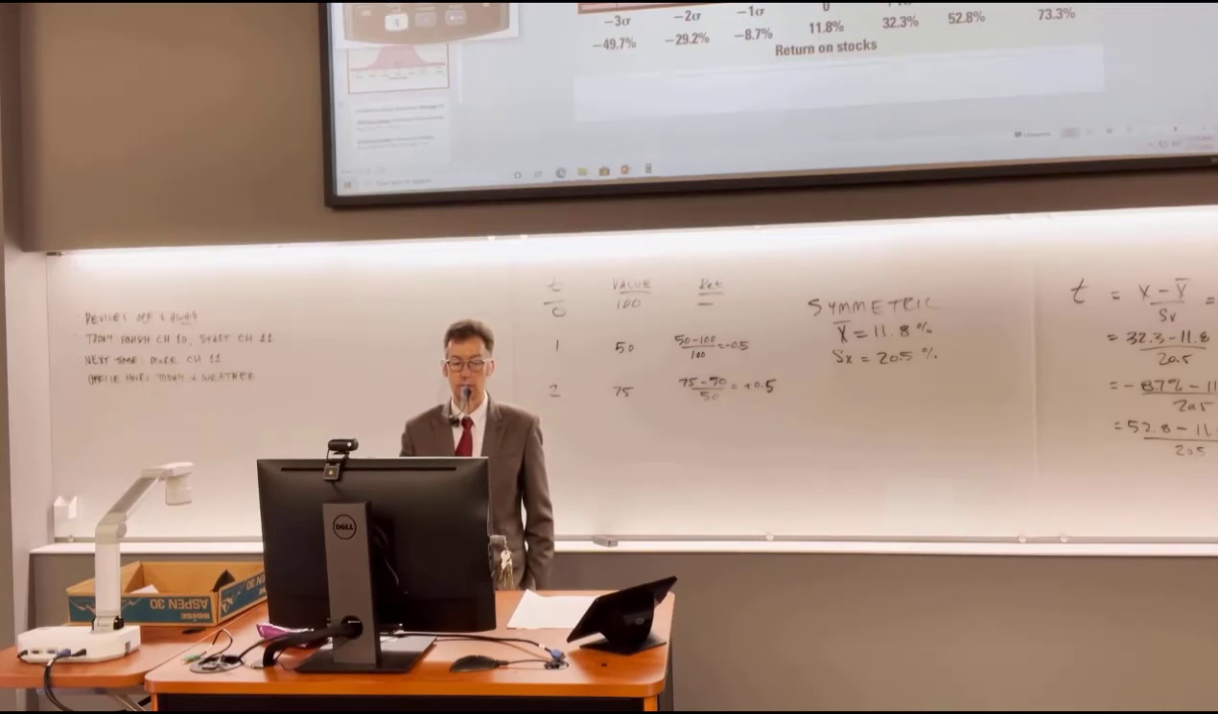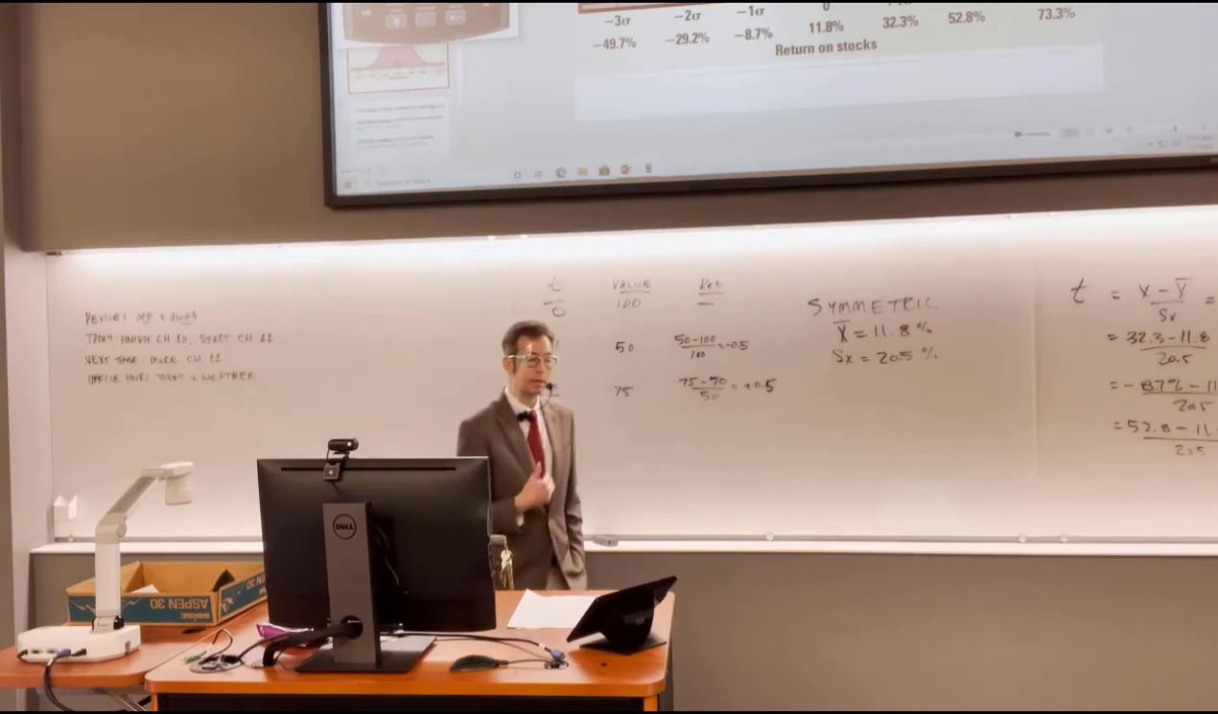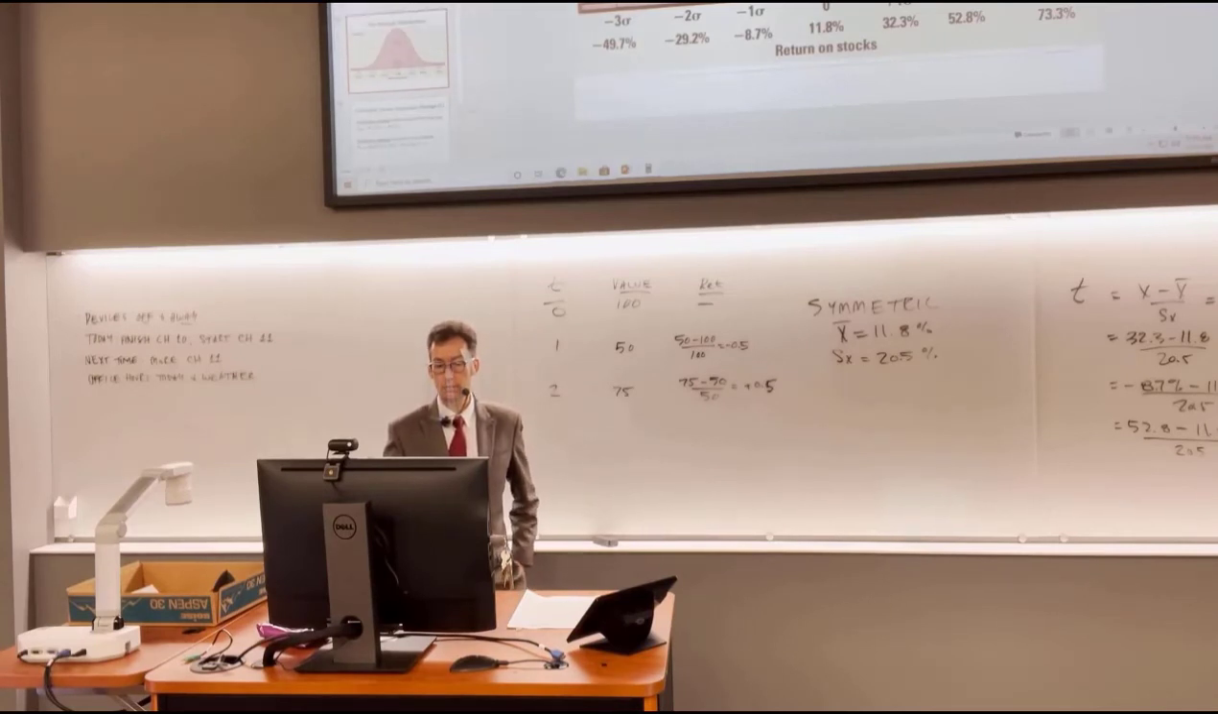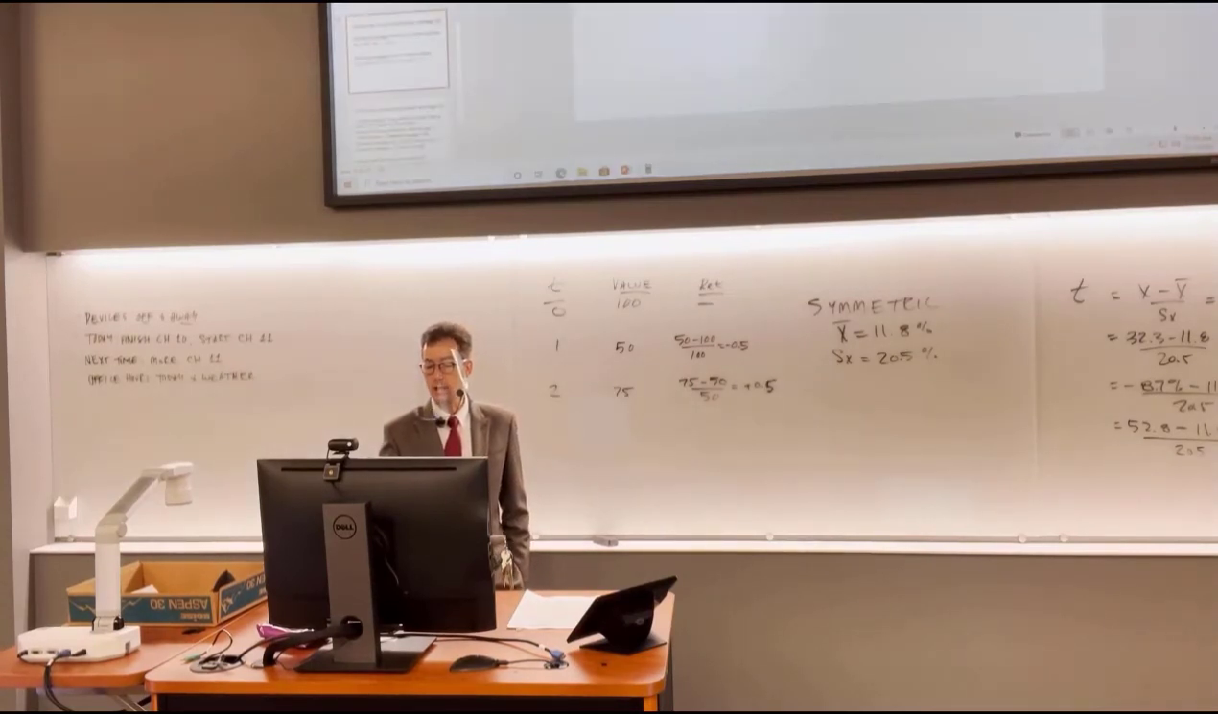Second, clear TVM. At the end, the value is 75. We're going to put that in as the future value. At the beginning, it was 100, negative present value. And we're going to put in 2 for n, and compute I/Y. It's the same number.